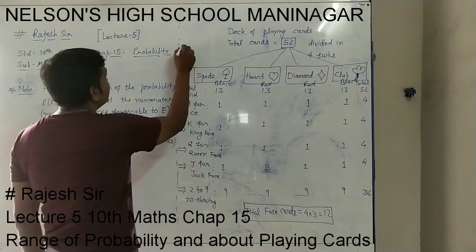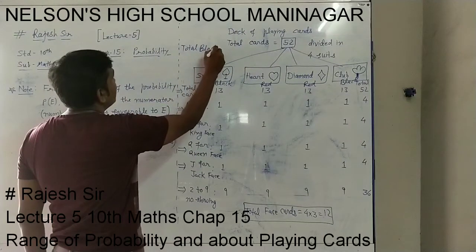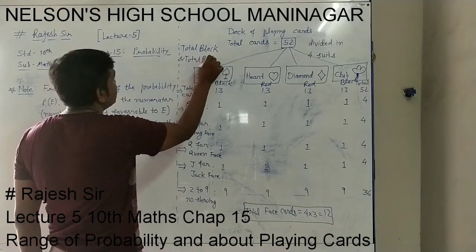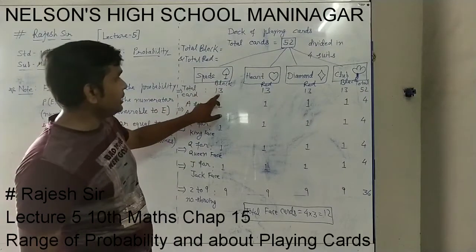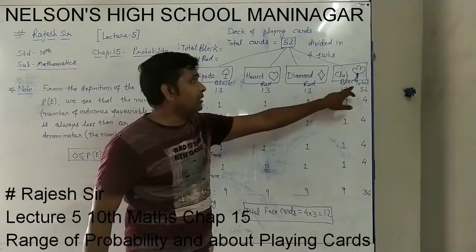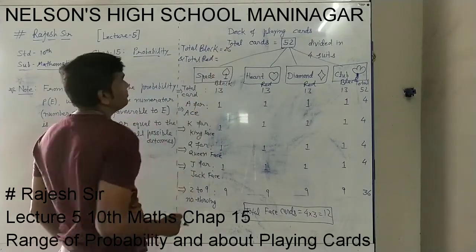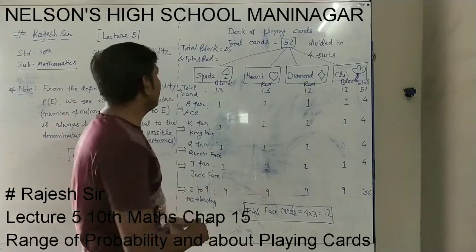So total black and total red, how many cards will we have? Spade black color has 13 cards and club black color has 13 cards. 13 and 13 is 26 black color cards, and 13 and 13 red color cards is 26.